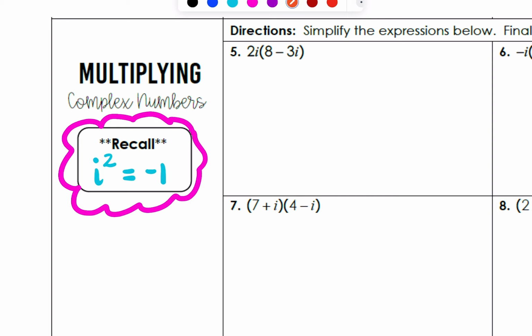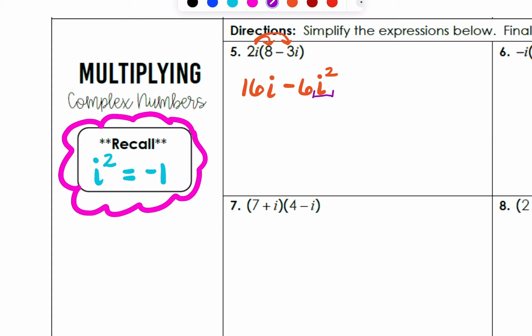So in number 5, this is a distributive property problem. And when we're distributing, we are multiplying. 2i times 8, well, 2 times 8 is 16, and i is just i. And then 2i times -3i, well, 2 times -3 is -6, and i times i is i squared. So I'm done now with the multiplying piece, but it's not simplified all the way because I do have a power of i here. Any power of i needs to be simplified.